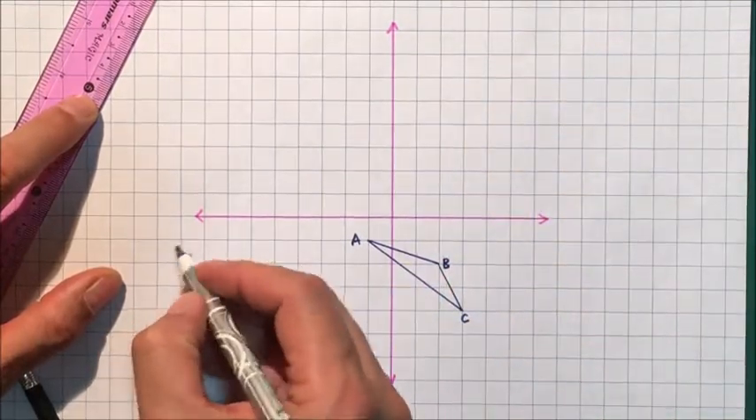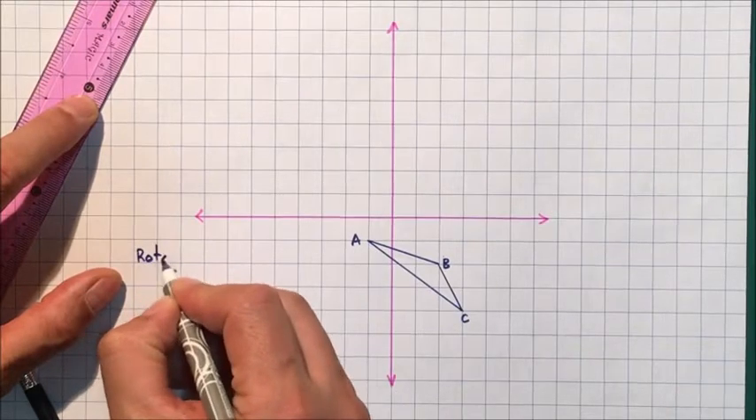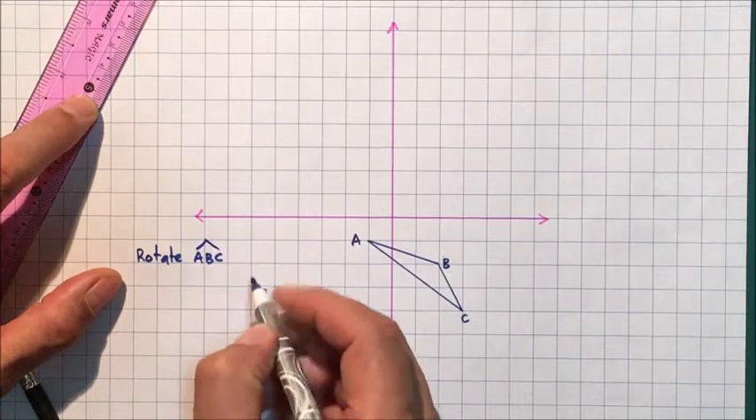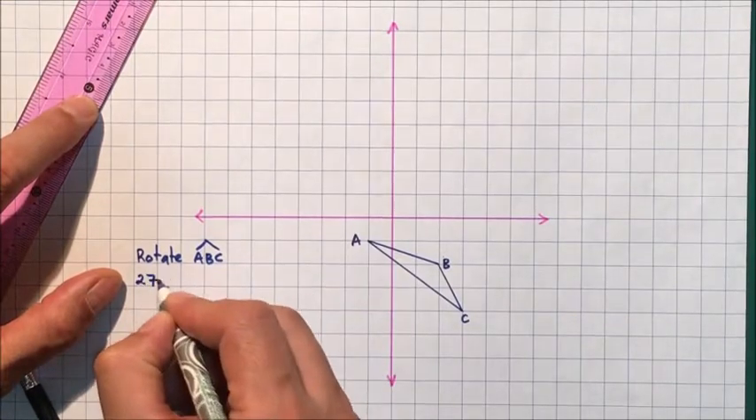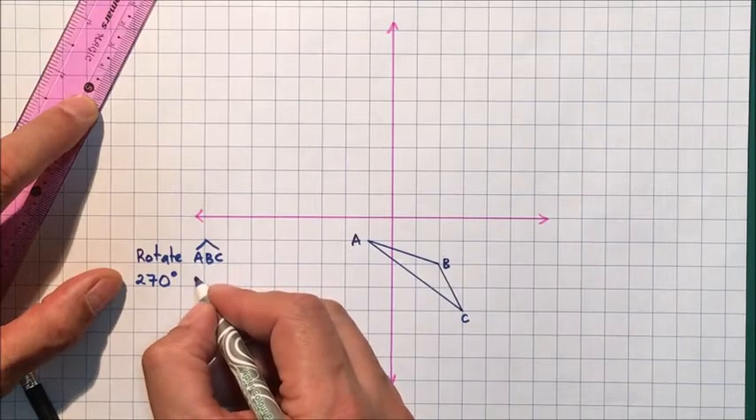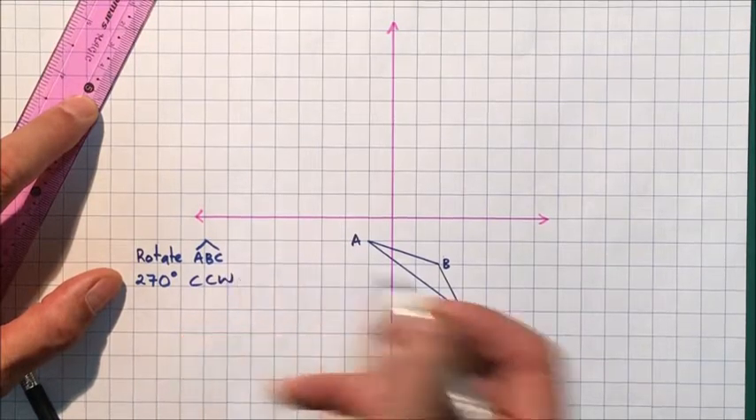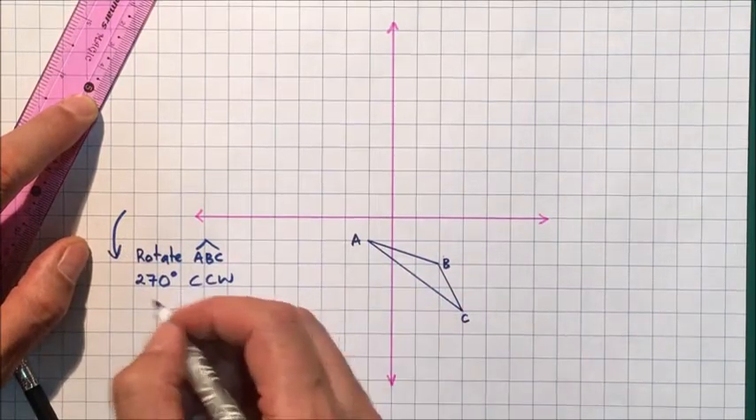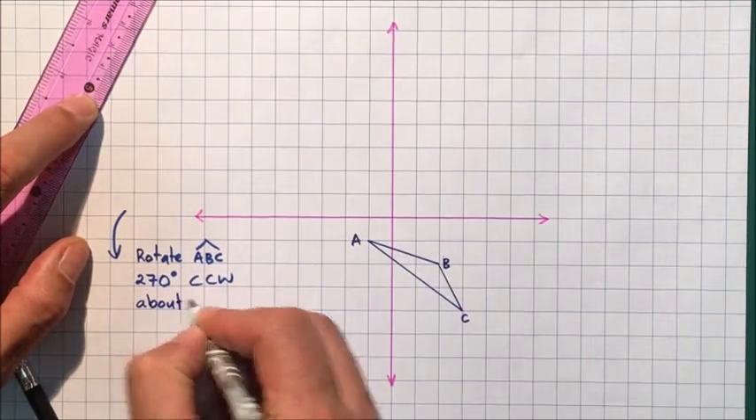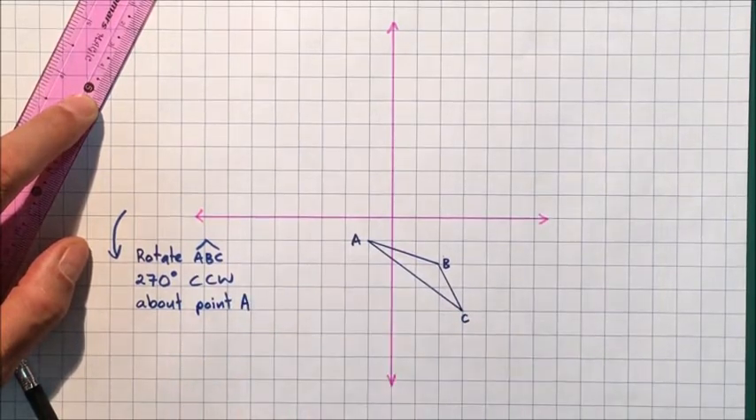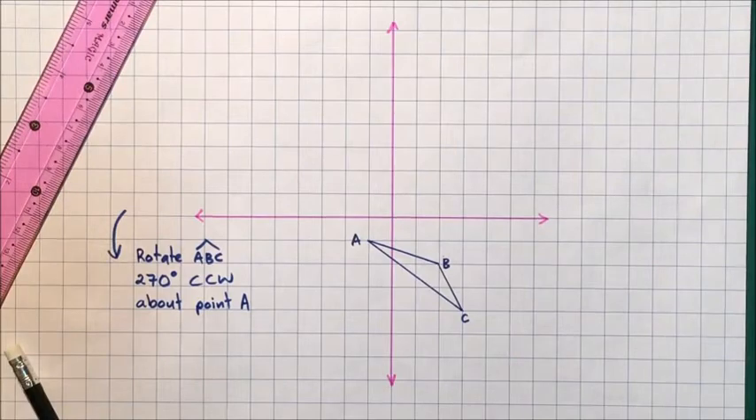Let's write what we're going to do here. So we're going to rotate triangle ABC 270 degrees. Let's do it counterclockwise. So we're going to be going this way, right? About point, I don't know, let's go with A. Okay, that's the problem.